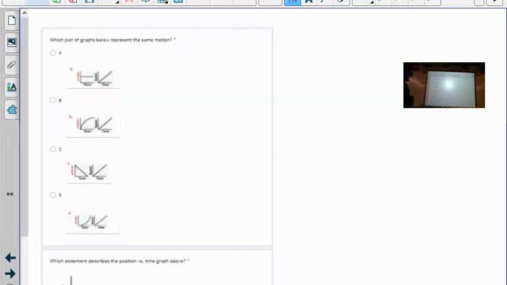Which paragraphs below represent the same motion? So for this one, and I can't read these things, let me look at mine. So speed versus time is on the right, and position versus time on the left. So looking at these, the one that is correct is this one right here.